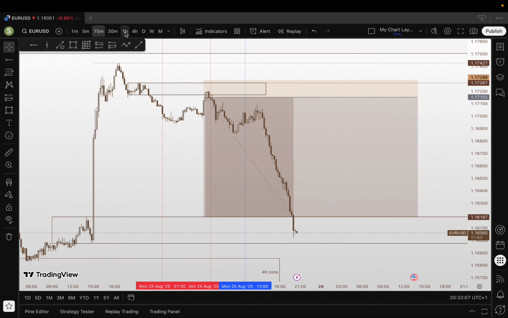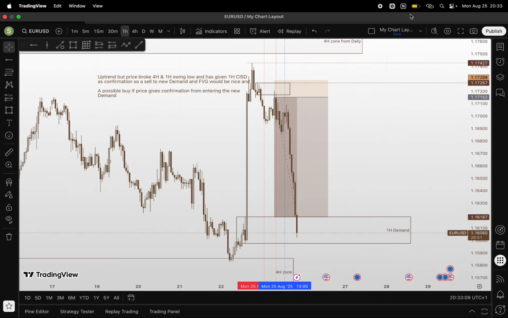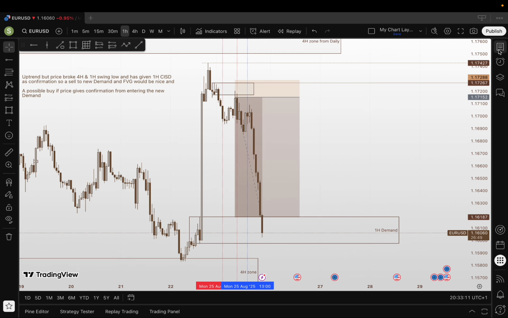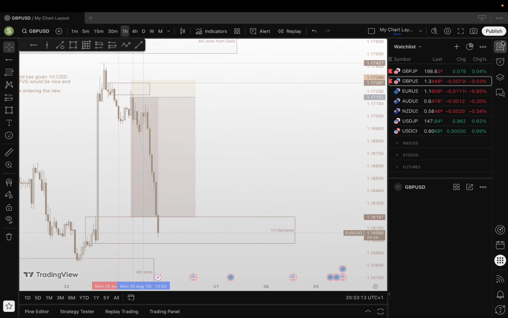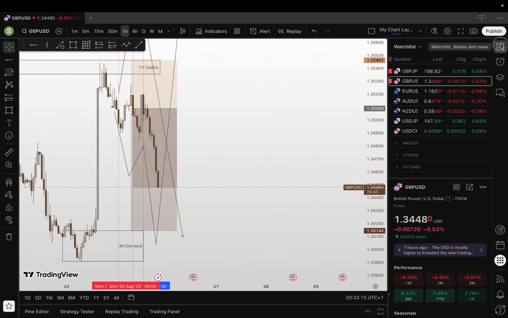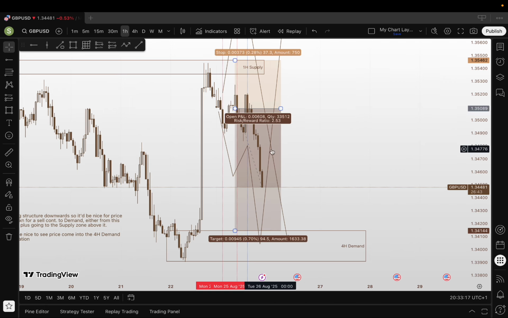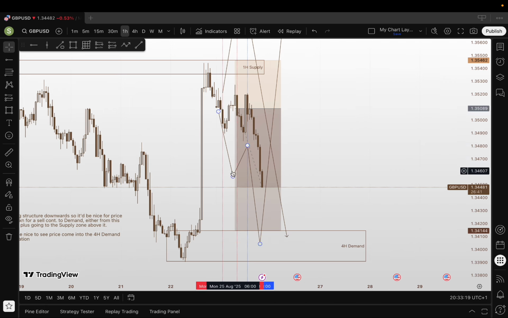Yeah, that's it for EUR/USD, and it was basically the same thing with GBP/USD, but I did not take the GBP/USD trade. Let's remove these joints.